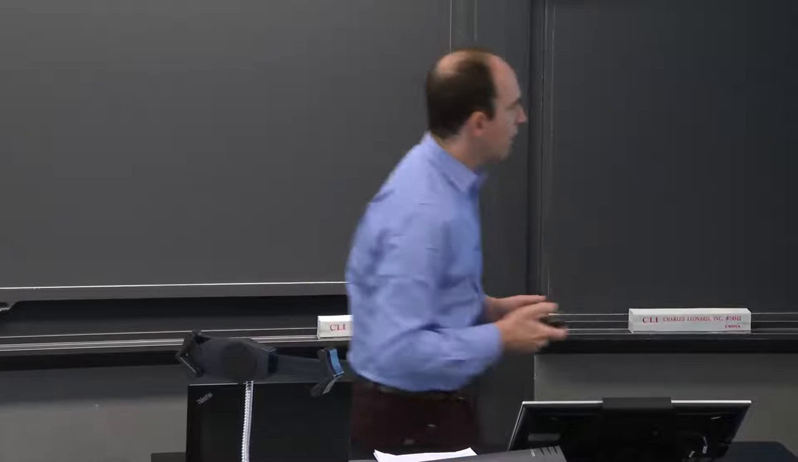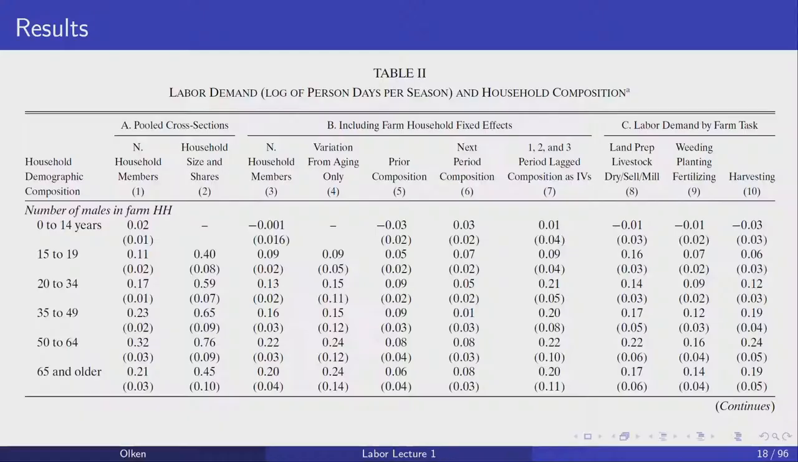Okay, so this is a funny regression, because there's lots and lots of coefficients. Here are the different age bins, like 0 to 14, 15 to 19, 20 to 34, et cetera, et cetera. This is household farm demand on these various things.